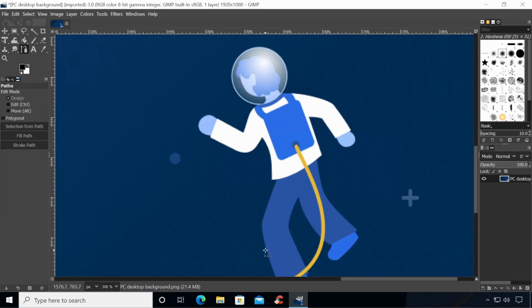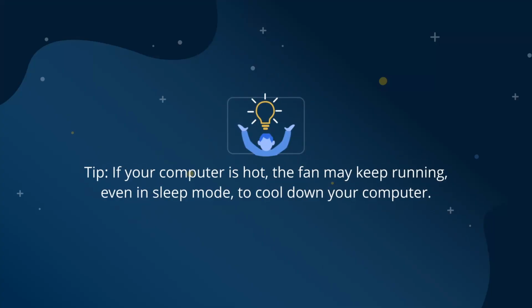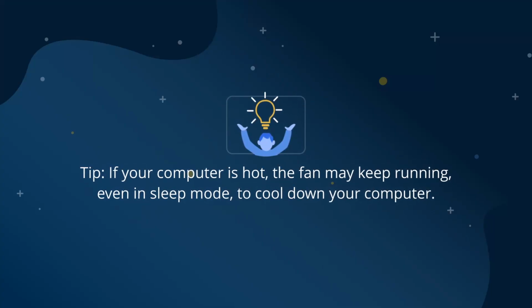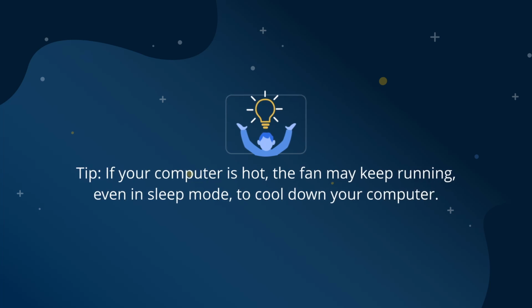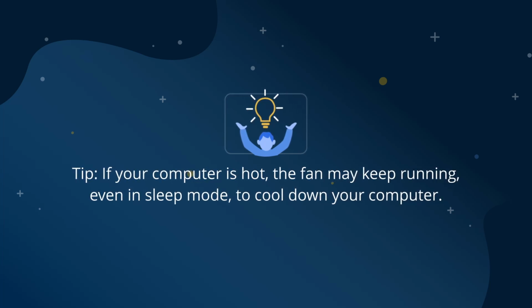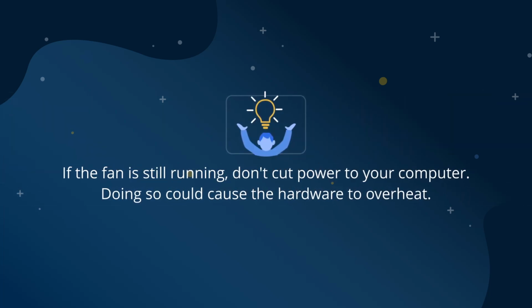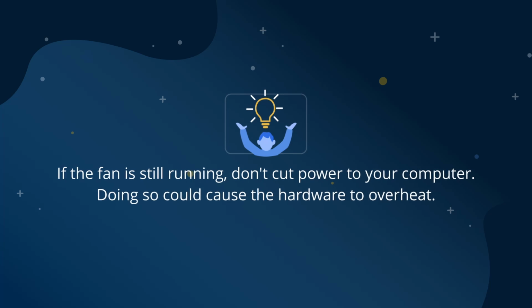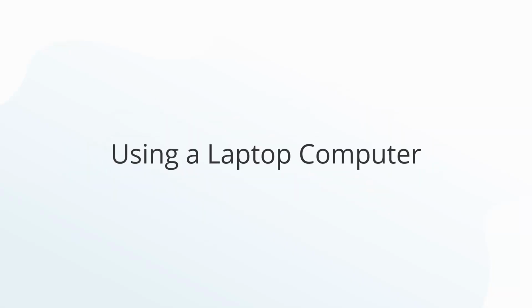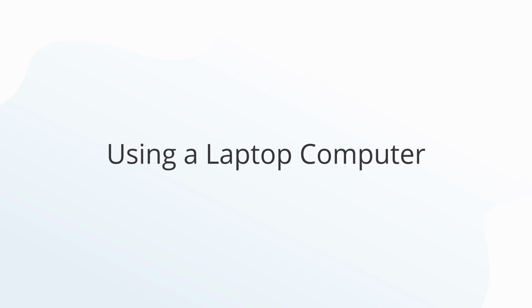It may stay on for extended periods during the use of programs with a high CPU load, such as video rendering software or graphics software. You may also notice that the fan keeps running even after you've put the computer into a sleep mode. This is completely normal, and the fan will turn off once the computer has sufficiently cooled down. It's important not to cut power to a desktop PC if the fan is running, as this may risk the computer hardware overheating.